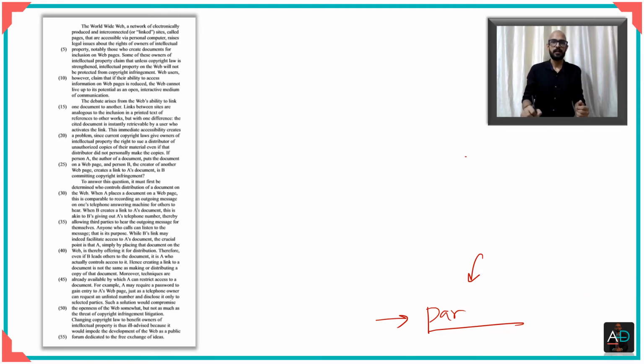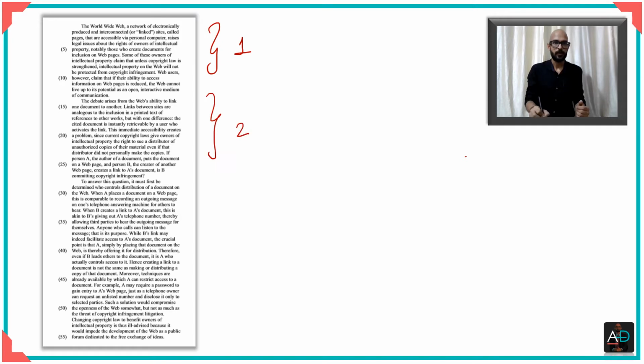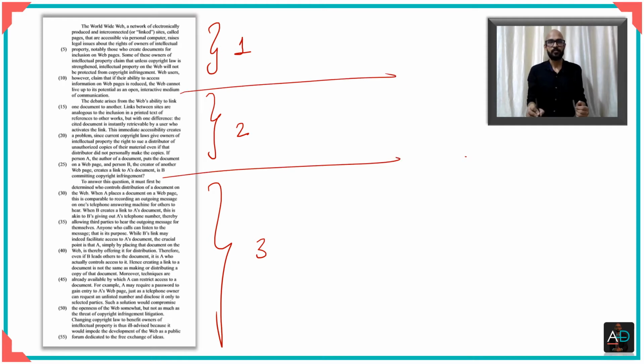As you can see, in this passage there are 3 paragraphs. This is paragraph number 1, this is paragraph number 2, and this, the longer one, is paragraph number 3. So what we will do is that we will read this paragraph wise, okay?